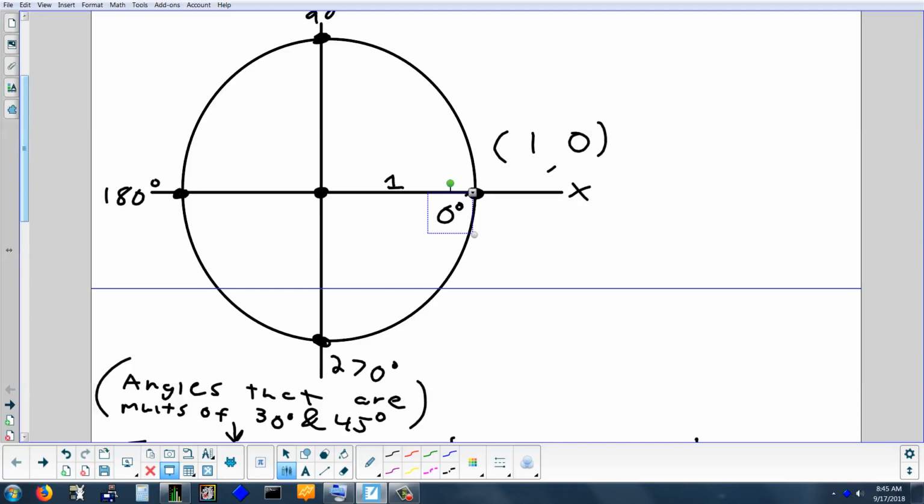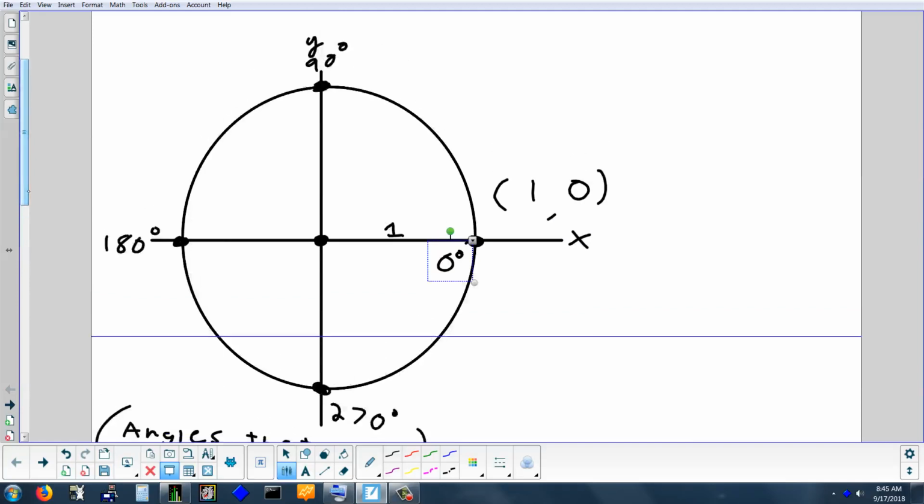And even if you don't memorize it, you don't really have to. If you can just draw the picture and think about which way you're moving, that'll help you to see it. As long as you can remember where 0, 90, 180, and 270 are. But that's the normal way we always label a circle.